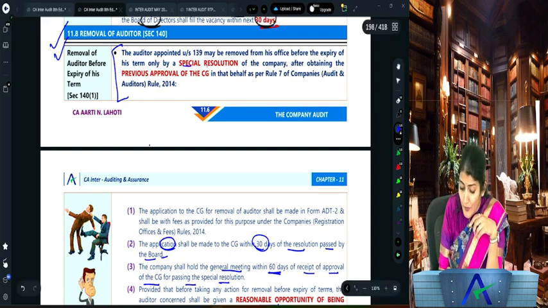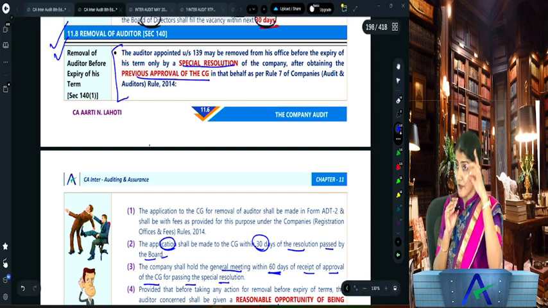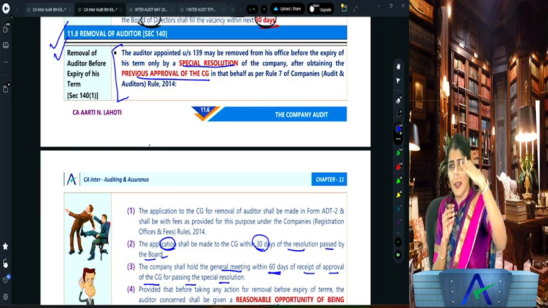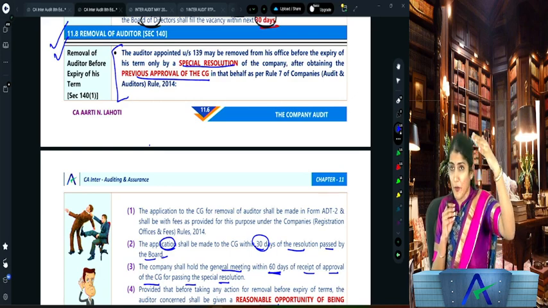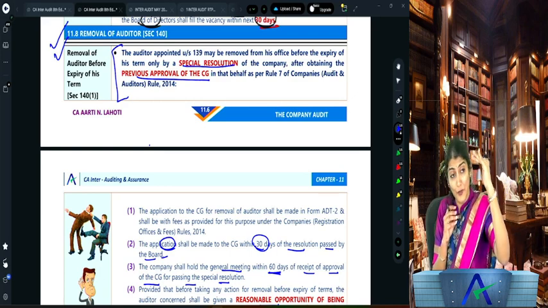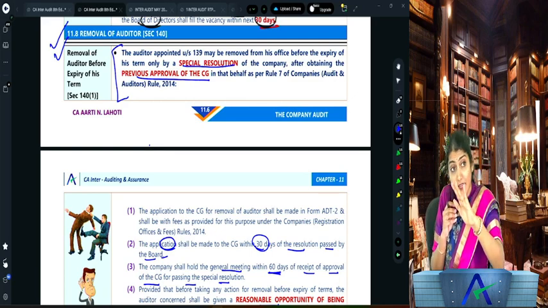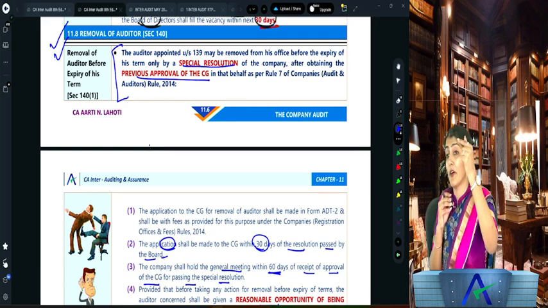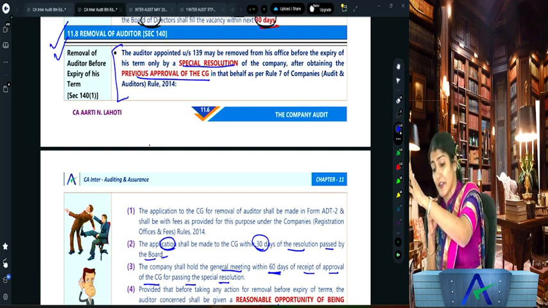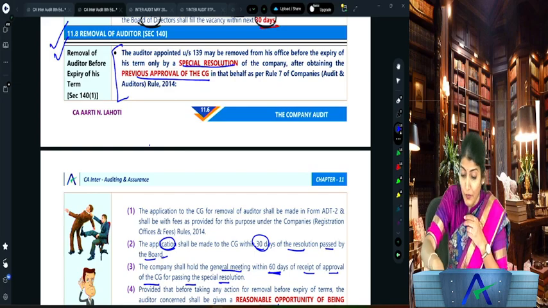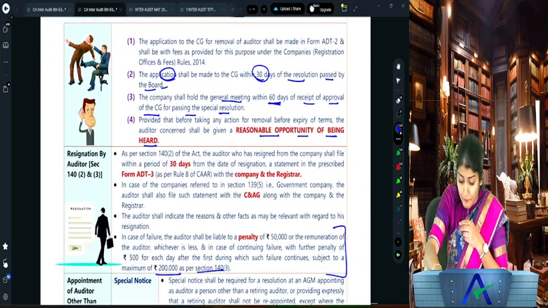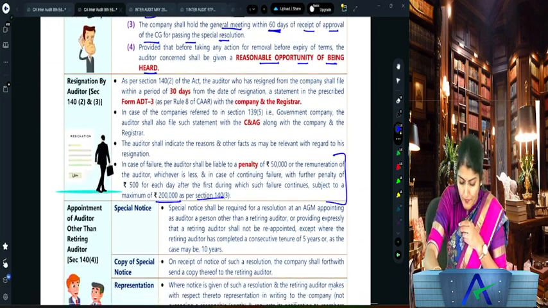So what are the two important ingredients? Special resolution. No, board resolution is more of a formality, like a procedural requirement. But as such, what is the requirement? Special resolution, and that too after obtaining the previous approval of the Central Government. So prior approval of CG and the special resolution in the general meeting. Only then you can remove the auditor before the expiry of the term, right?